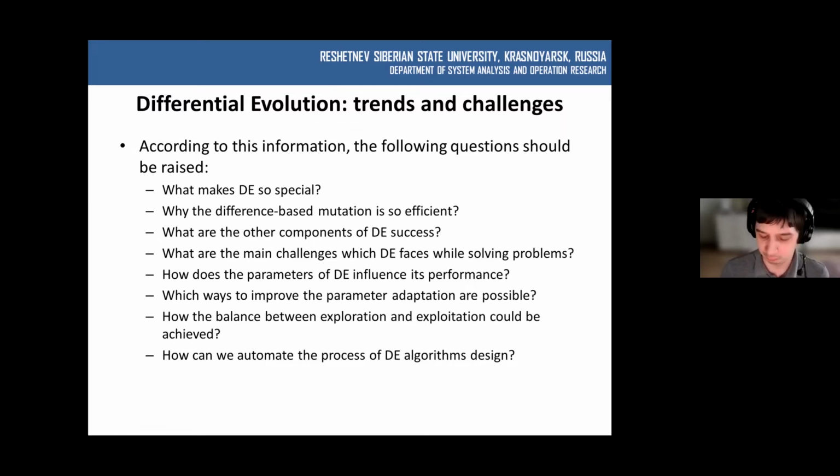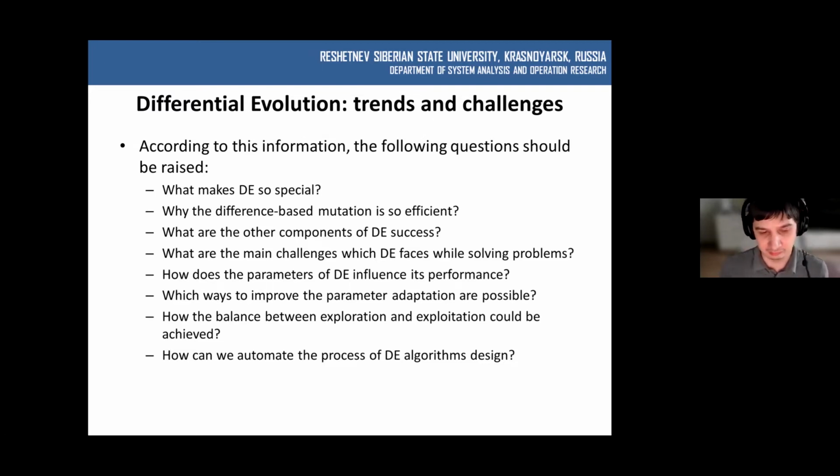And also, one of the main problems in evolutionary computation, what are the parameters? Is it difficult to tune them? And how do they influence the performance? Then how can we improve parameter adaptations, or do we even need them? The next question is, how do we balance exploration and exploitation? How can we achieve this balance? And what are the ways to track if we are somehow biased from the balance between exploration and exploitation?